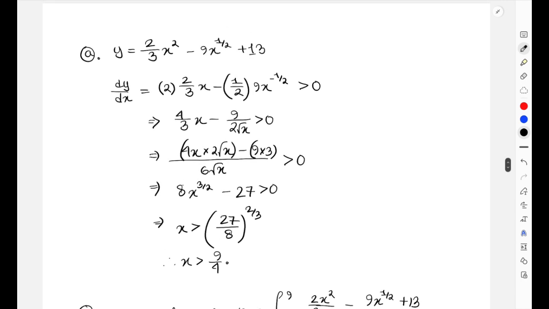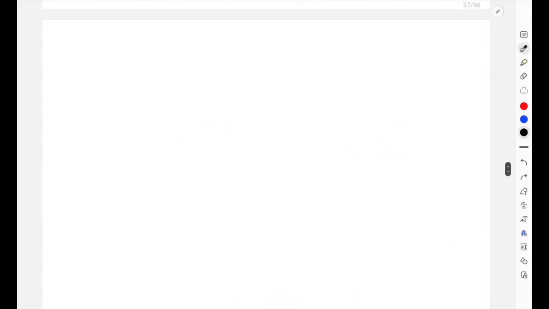I already know the expression for your gradient, which is this expression: 8x to the power of 3 by 2 minus 27. This will give you the value for your gradient, okay? 8x to the power of 3 by 2 minus 27, right? So I will now try to calculate the equation for your tangent. So we're still on part B, and we're now focusing on the tangent calculation.